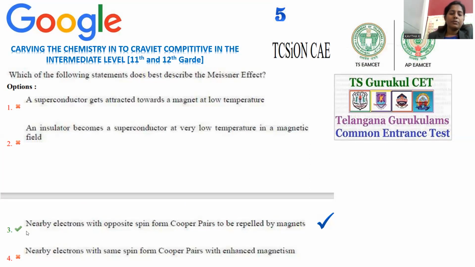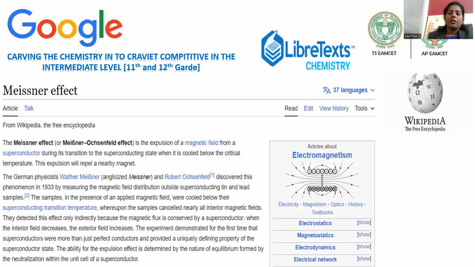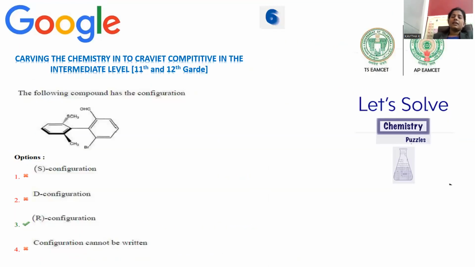That is best mentioned in option number 3. For question number 5, option number 3 will be the correct answer. Move on to question number 6. This is the last question of the session, and it is given from the biphenyls. Biphenyls are related to absolute configuration, right?